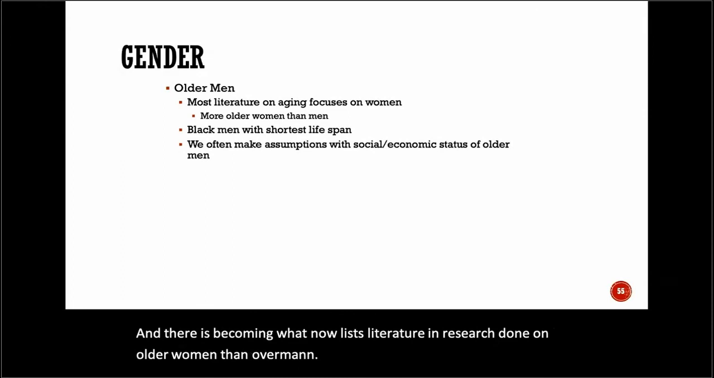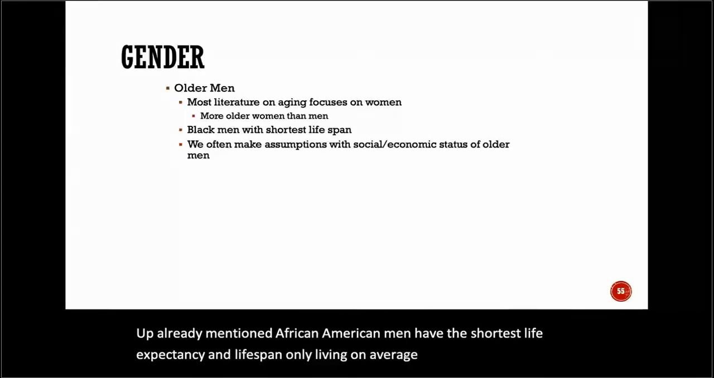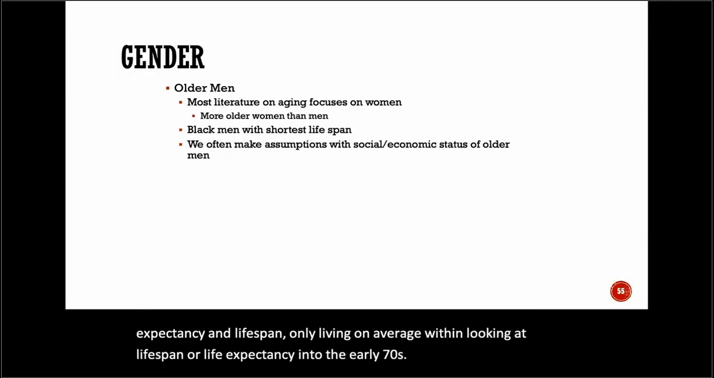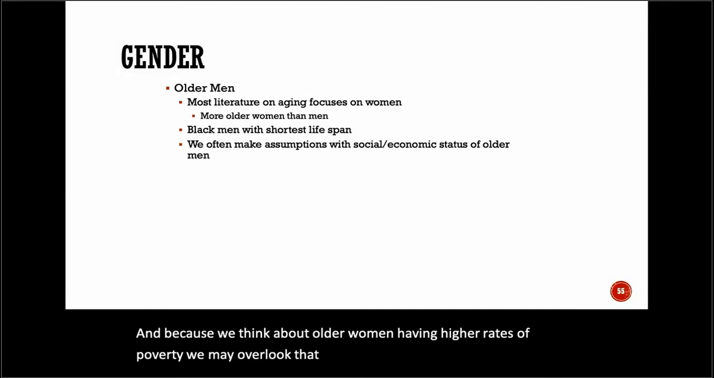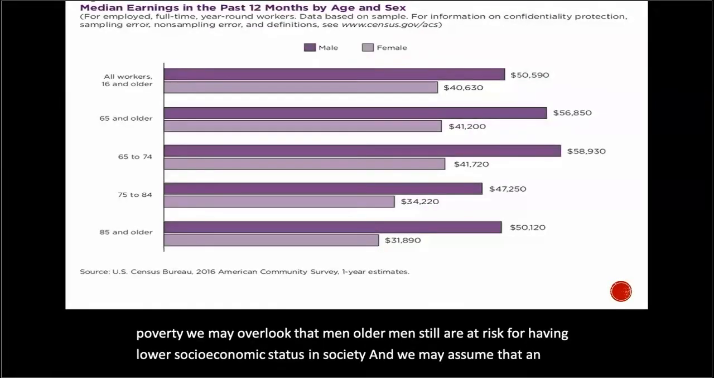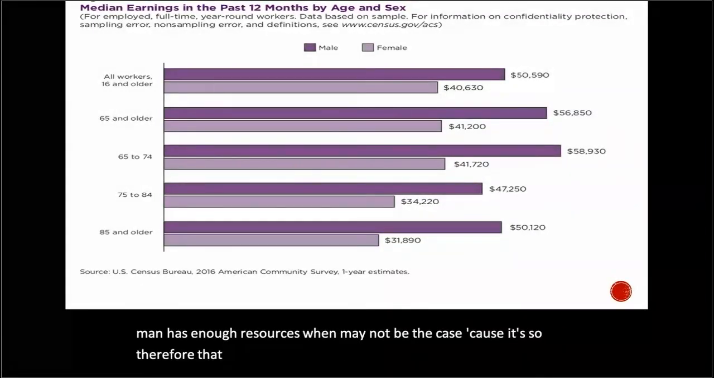All right. I already mentioned African American men have the shortest life expectancy, only living on average, looking at lifespan or life expectancy, into the early 70s. And because we think about older women having higher rates of poverty, we may overlook that older men are still at risk for having lower socioeconomic status in society. And we may assume that an older man has enough resources when it may not be the case. So therefore that creates a sort of stereotype.